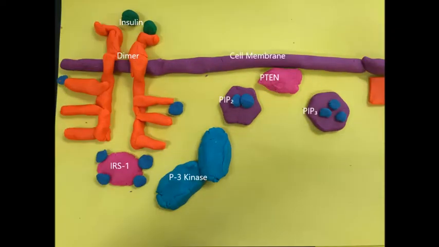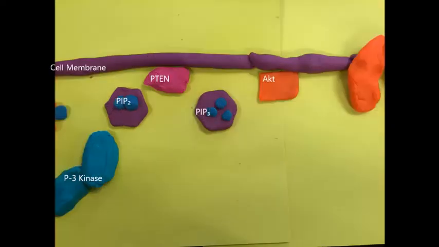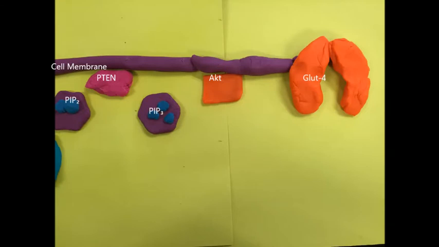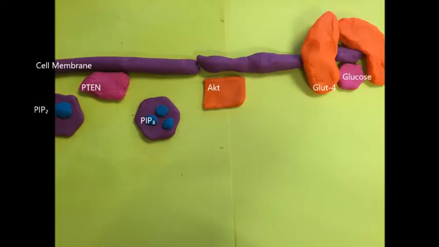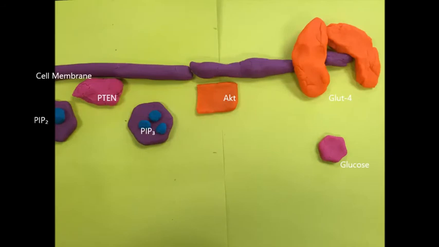The PTEN up there can change it back, which activates AKT, which tells the cell to put GLUT4 in the membrane, which takes glucose from the bloodstream into the cell, and AKT also tells the cell to synthesize glycogen.